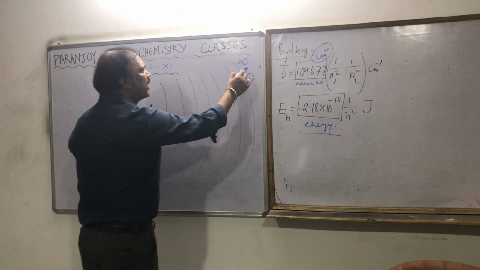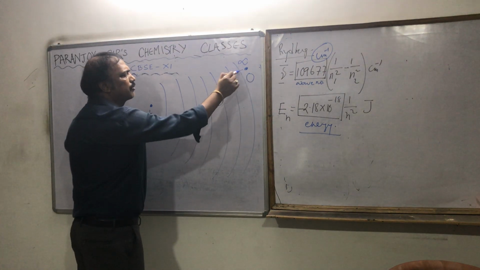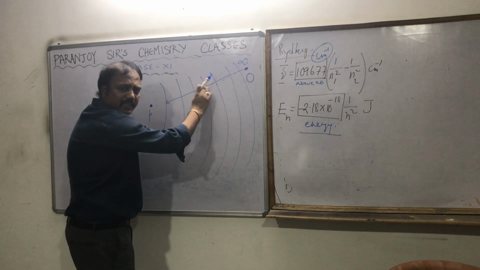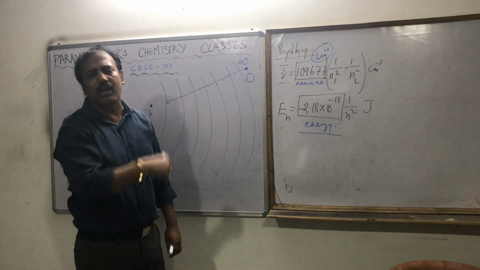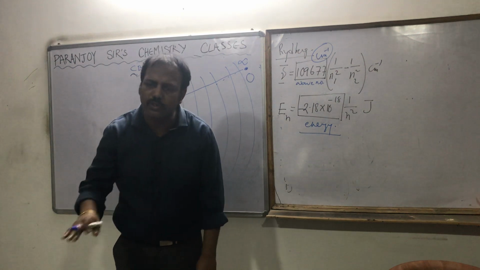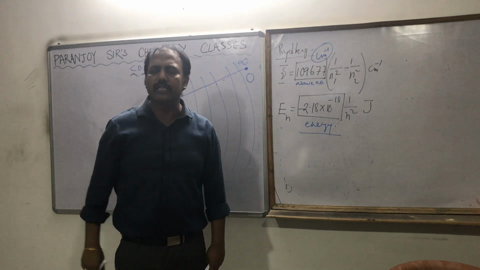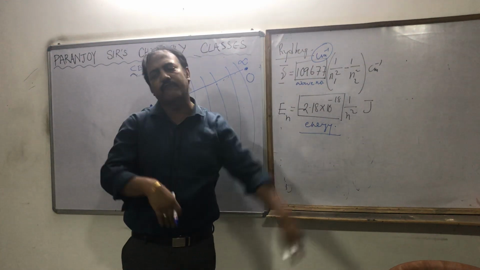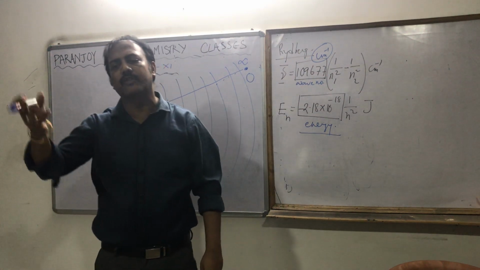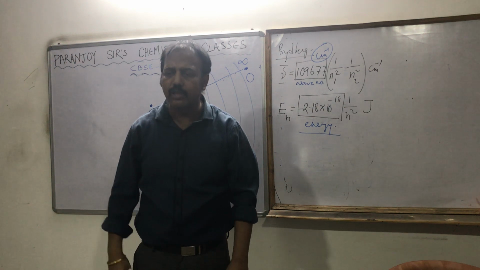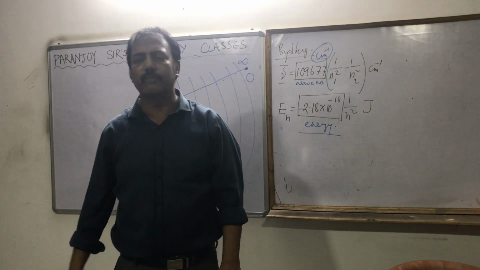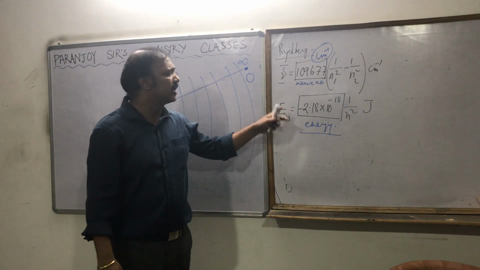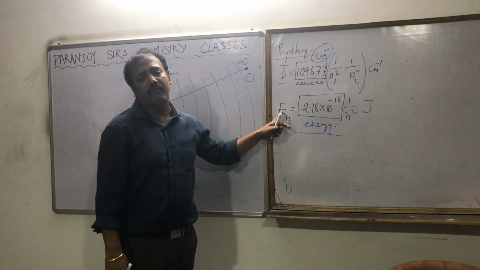Now when it is falling down, coming towards the nucleus, it is falling down to the lesser energy levels. If it falls down to the lesser energy level, it will lose energy. If it loses energy, it will become less than 0. It was 0 at infinity, now it is coming to the lower level, so it will become less than 0, and less than 0 means negative. That is why the energy of the electron is negative in case of hydrogen atom.